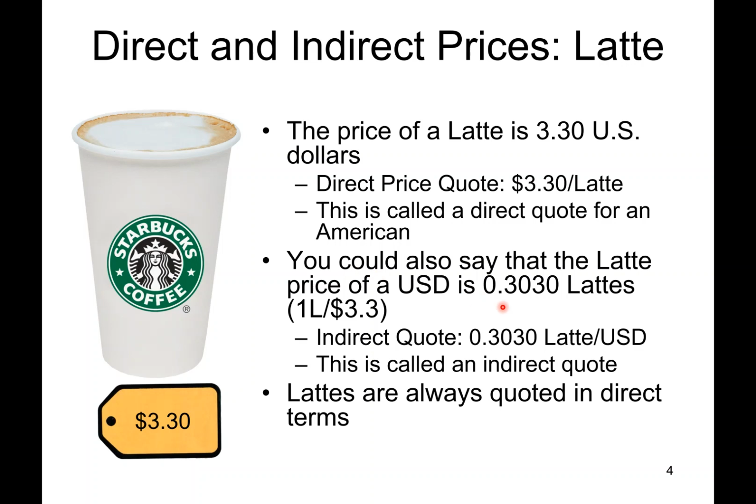So I could say I'm exchanging 0.303 lattes for $1 US. That's an indirect quote for an American, 0.3 lattes per dollar. So a direct quote for an American would be any quote in which it's a dollar price of a good. Lattes, luckily, are always quoted in direct terms.